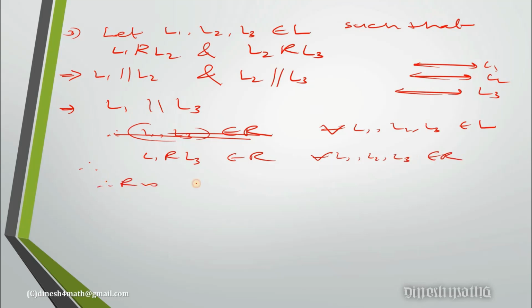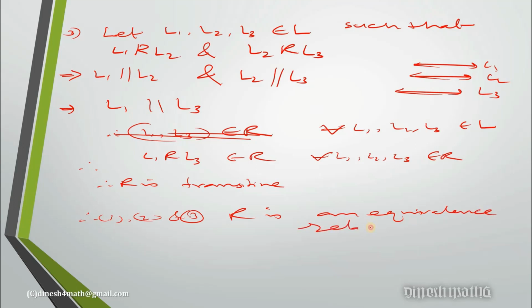So therefore R is transitive. Now in final, from 1, 2 and 3, R is an equivalence relation. So that is our final answer. So from 1, 2 and 3, R is an equivalence relation. So we have proved that one.